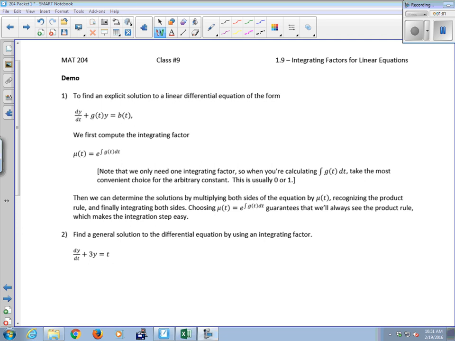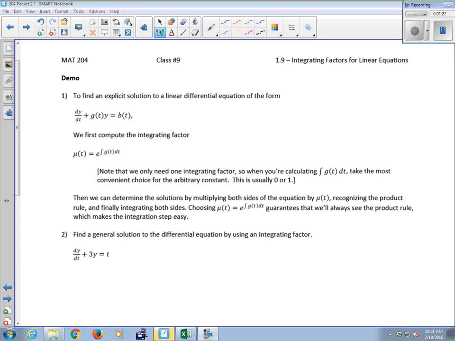Okay, so to find an explicit solution to a linear differential equation that has the form dy/dt plus g of t times y equals b of t, you can first compute an integrating factor. Remember, g of t and b of t just means some stuff with t's in it. So this is linear because the y is y to the first. That's why this is a linear equation.